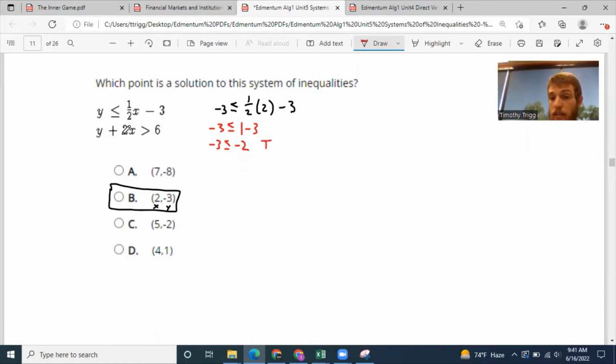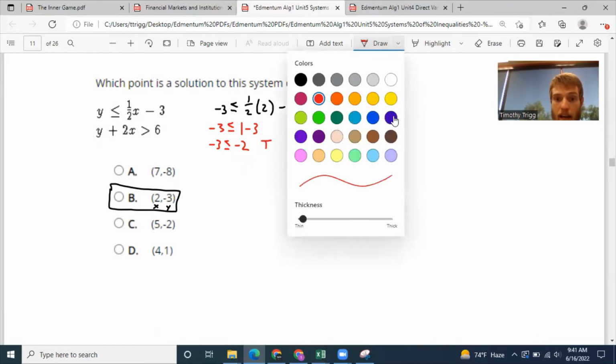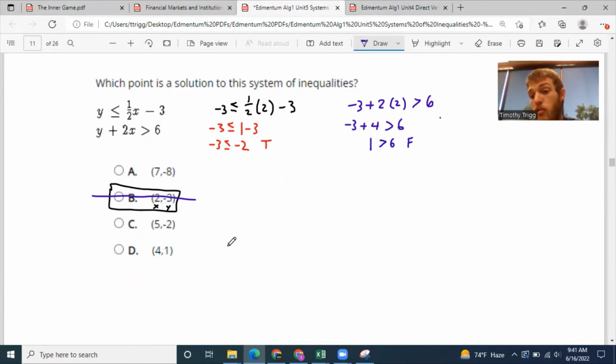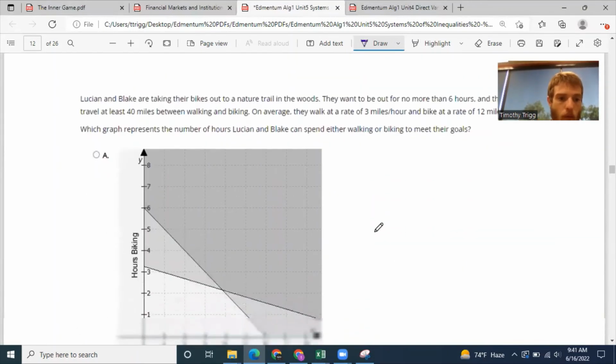Let's try the second inequality and see if that works. Again, I'm replacing the X and Y coordinates with 2 and -3, right? So let's rewrite this one. That's going to be -3 plus 2 times 2. And we want to see, is that greater than 6? Well, that's -3 plus 4. Is that going to be greater than 6? Well, no, because this produces 1. And is 1 greater than 6? No, that's a false statement, isn't it? So it did not produce a true statement for both. So we know that this is a wrong answer. See which one of these produces the correct answer. Okay.